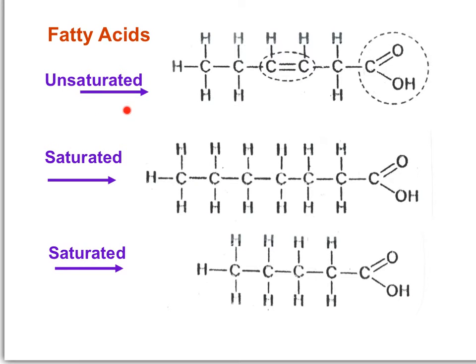Unsaturated fatty acids contain a double bond, at least one, along the hydrocarbon chain. As a result of the double bond between these 2 carbon atoms, there are fewer hydrogen atoms that comprise the hydrocarbon, thus the term unsaturated. Saturated fatty acids, as seen here and here, have no double bonds. Saturated fatty acids have the maximum number of hydrogen atoms possible, thus the term saturated.